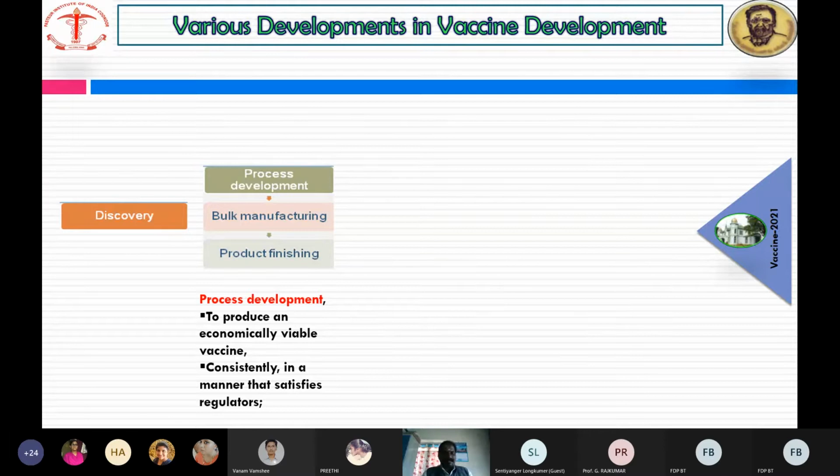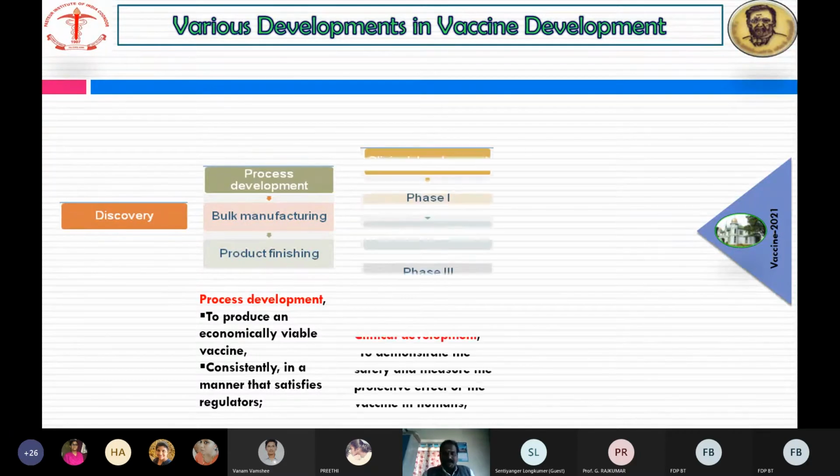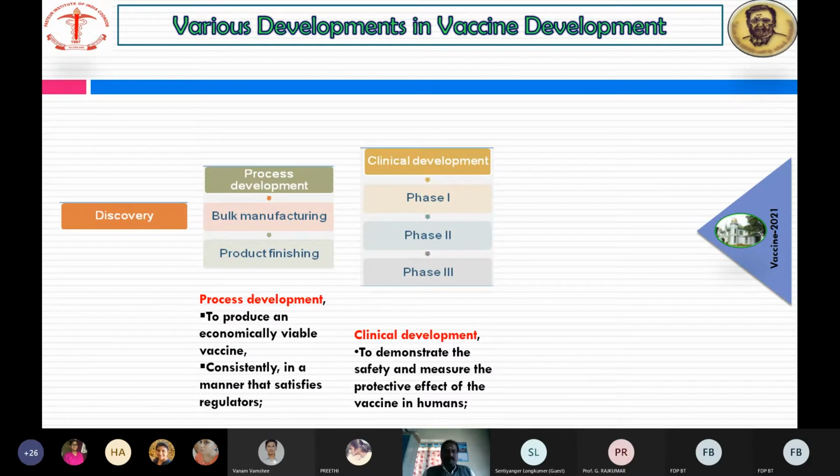So who are the regulators? The national regulatory authorities, such as CDSCO or US FDA, and also the compendia: Indian Pharmacopoeia, US Pharmacopoeia, Japanese Pharmacopoeia, and European Union guidance. So these are the regulators. This is process development. Next is clinical development. Yes, I developed the process and produced a vaccine. I tried it in preclinical animal testing, then immediately go for clinical testing in human beings.